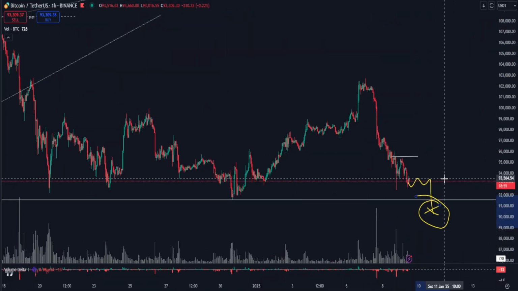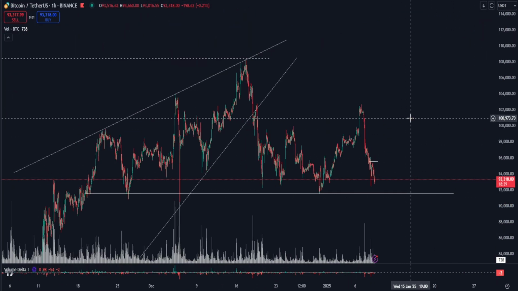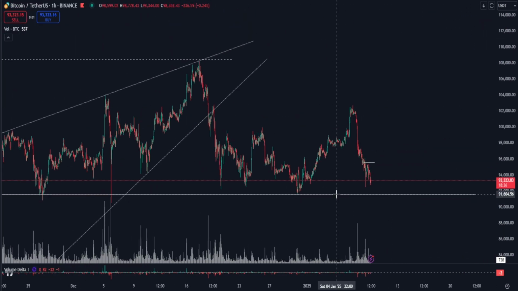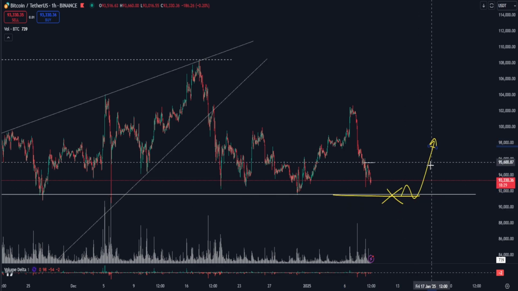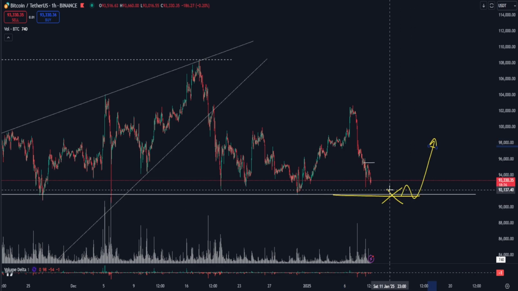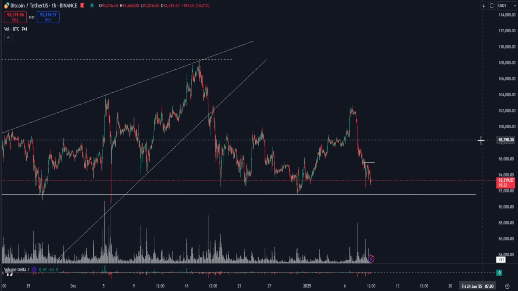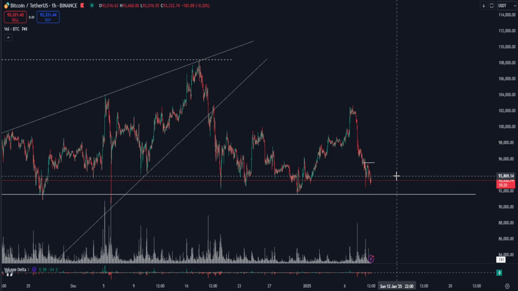Now, let's return to analyzing Bitcoin. As we mentioned at the beginning of the video, this is the key level to keep in mind to determine whether we can continue looking upward, or, on the contrary, if the bullish outlook gets invalidated. So what are we expecting? We're expecting Bitcoin's price to continue dropping, and here's why.